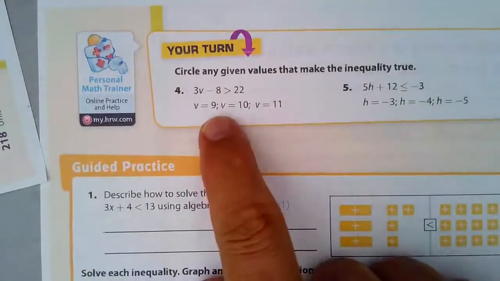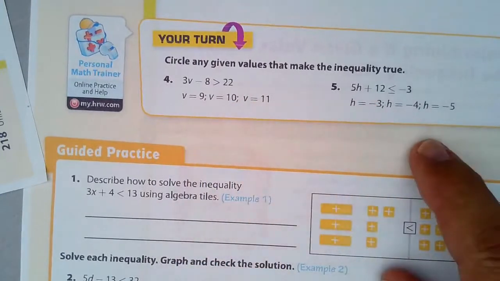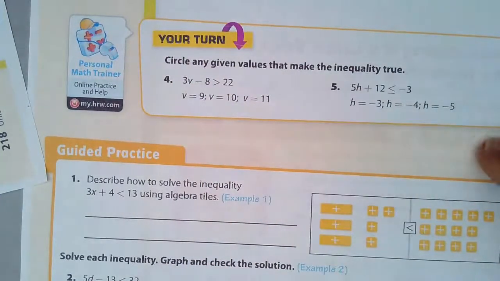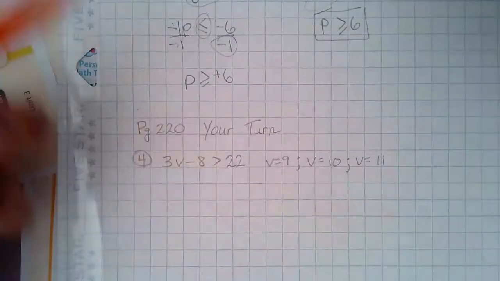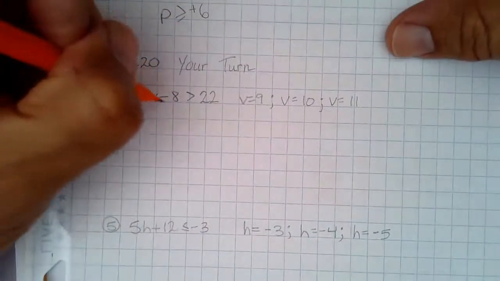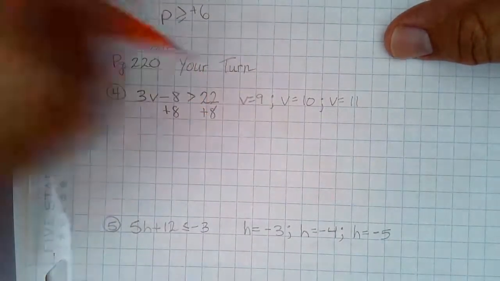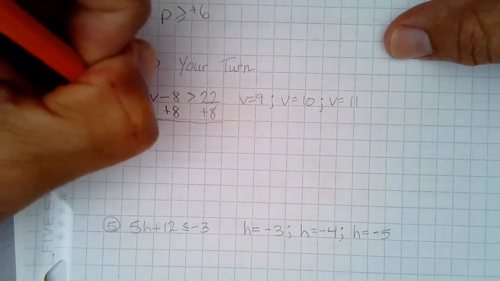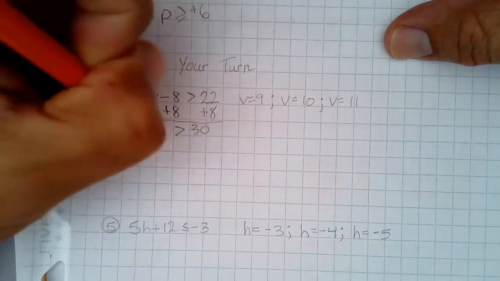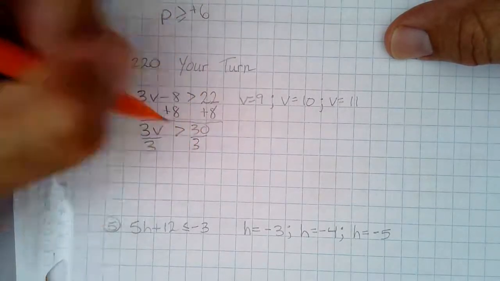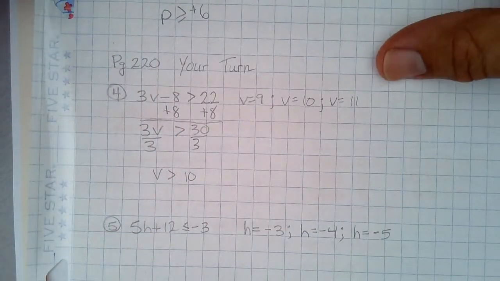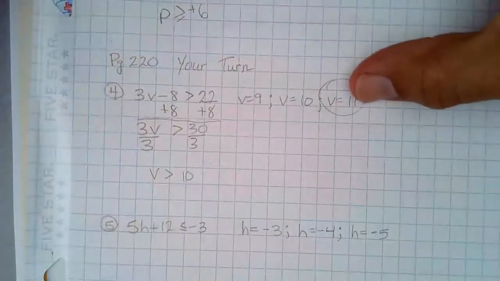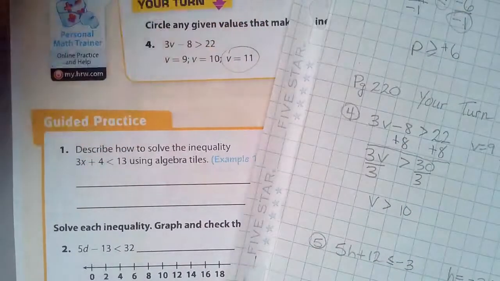Okay, so we have these. Circle any of the values that make it true. What I would do is solve them and see which values work. So I would just solve. I would add 8, and 3v is greater than 30. Divide both sides by 3, and v is greater than 10. So it has to be greater than 10, but it can't be 10. So it looks like only that one is going to work. So I'm going to circle just 11.